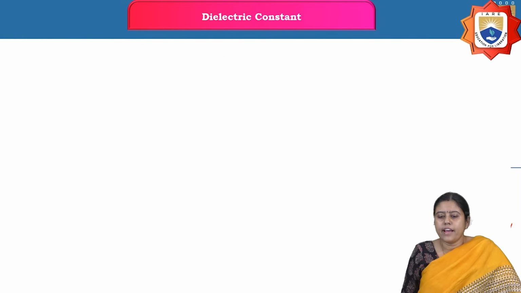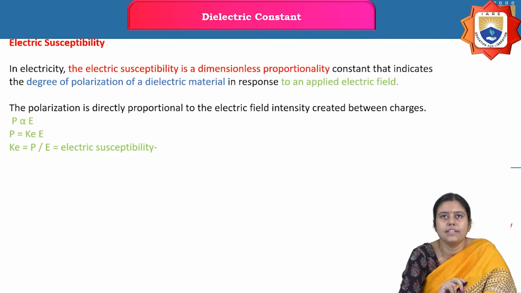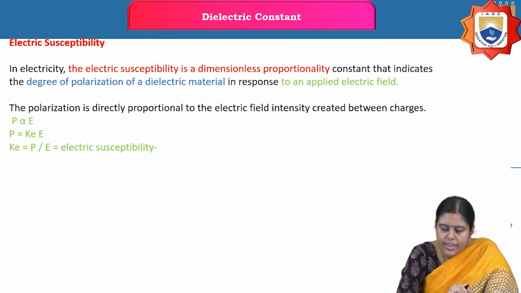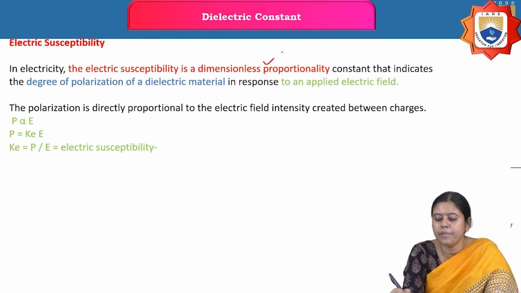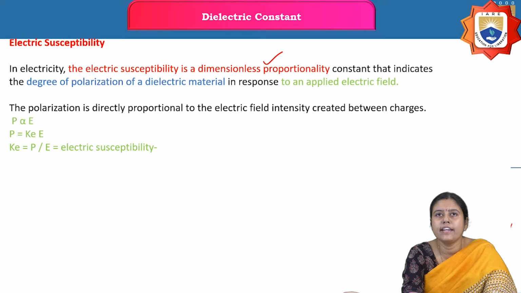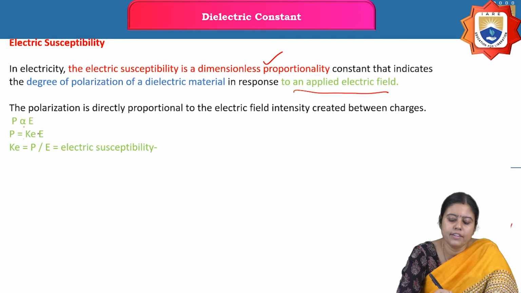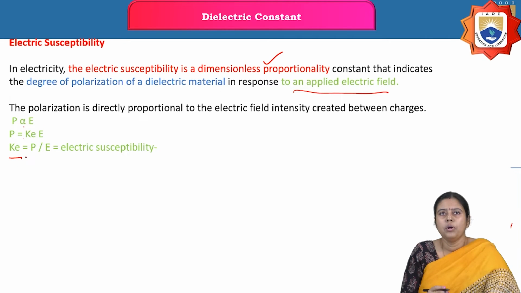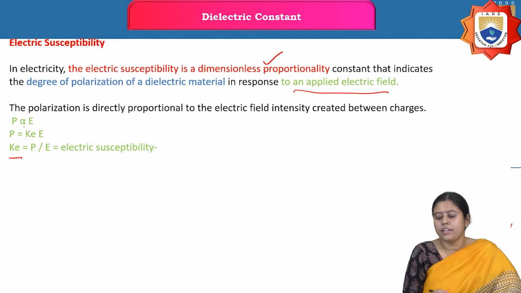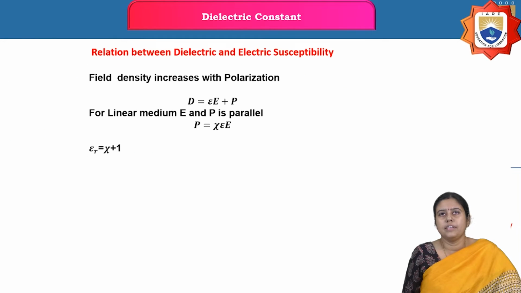Next, we are moving to our next slide, the electric susceptibility. Electric susceptibility is generally used for the dielectric medium. Electric susceptibility is a dimensionless proportionality constant that indicates the degree of polarization of a dielectric material in response to an applied electric field. So P is directly proportional to E, and if we make it equal, it is K into E. K is equal to P by E. So it is known as the electric susceptibility.